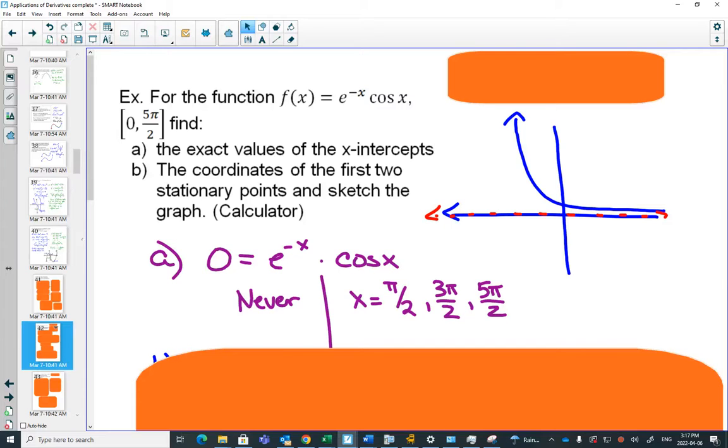However, cos x is equal to 0. Remember, that's your x coordinate on your unit circle at pi over 2, 3 pi over 2, and also 5 pi over 2. Okay?